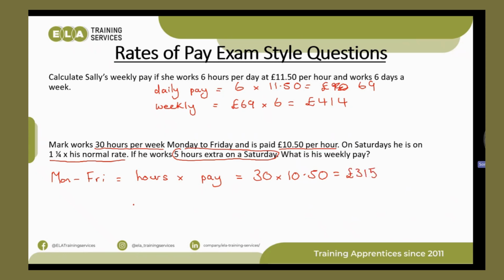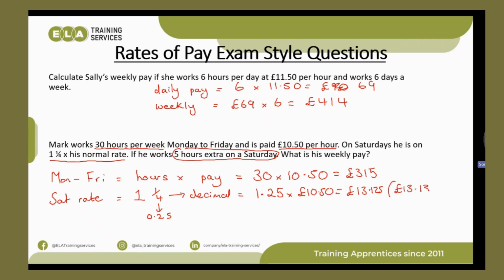Then to work out his Saturday, we need to find out his normal rate. So to work out his Saturday rate, it tells us in the question what to do: 1 1/4 times his normal rate. So we need to convert 1 1/4 to a decimal. So we know that the 1 will go before the decimal point and 1/4 is 0.25. So 1.25 times his normal rate, which is £10.50. So 1.25 times £10.50 is then £13.125. So remember it's pounds and pence, so we want 2 decimal places. So he's on £13.13.